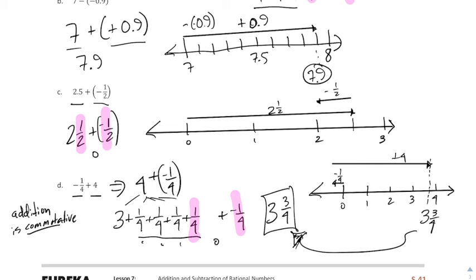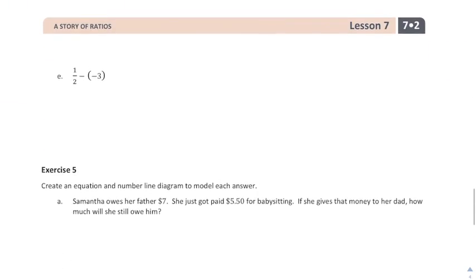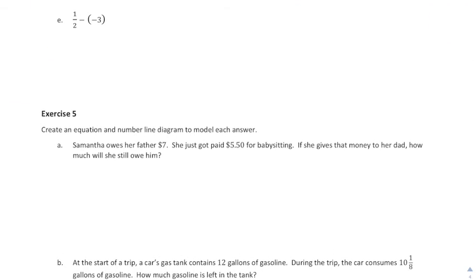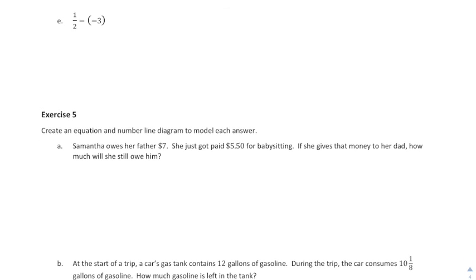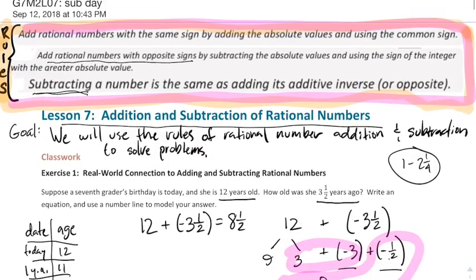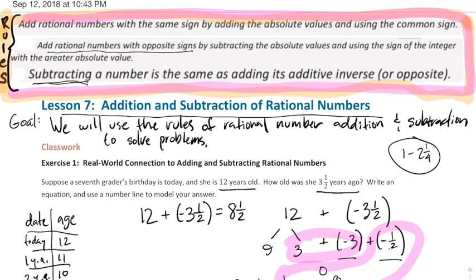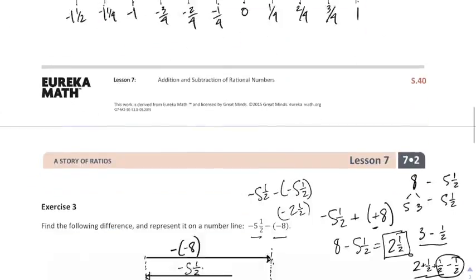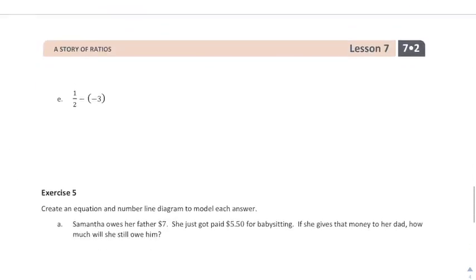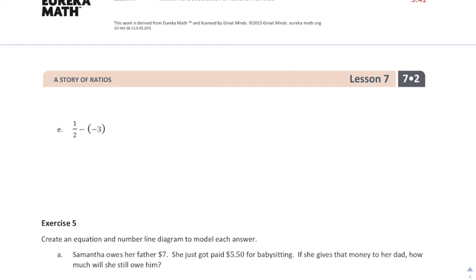Actually, no, we've got E on the next page, page 46. Hopefully you turn the page. If not, pause, do that one, and then you can see E. We've got 1/2 minus a -3. We're going to swing back to our rules. Subtracting a number is the same as adding its additive inverse, so I'm going to add the opposite instead of subtracting.